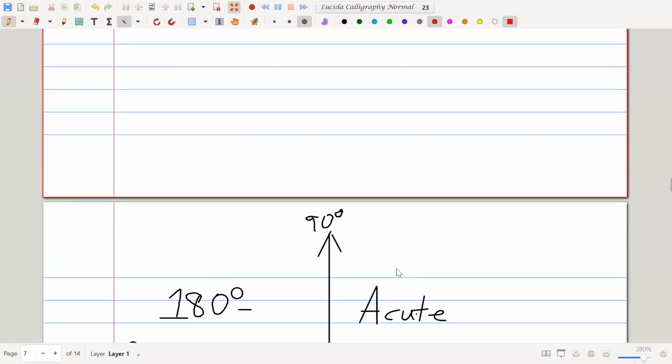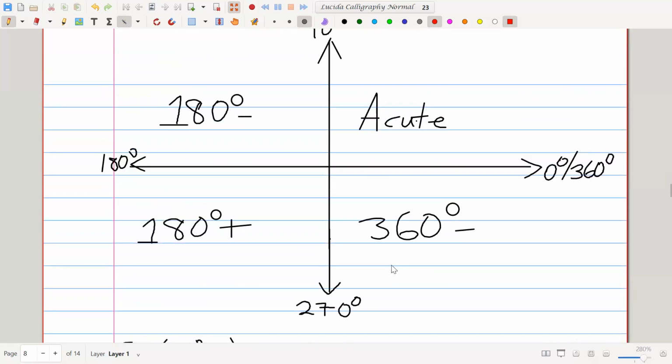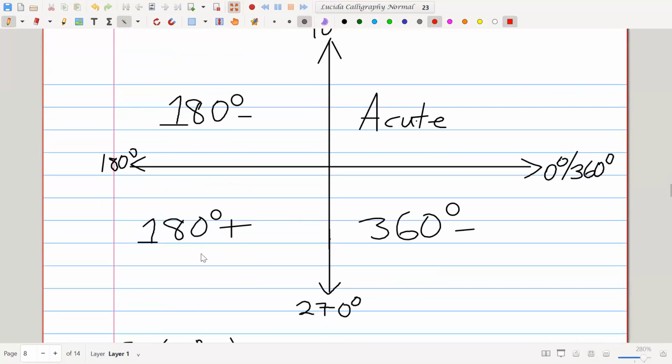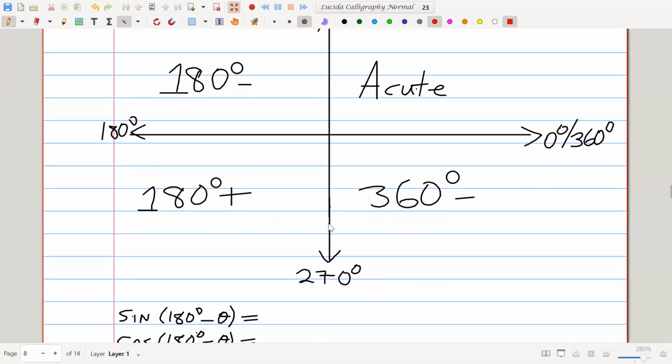So I just put a sketch next, just to show you that we have acute angles here. Those are the angles between 0 and 90. Then in the second quadrant, you can use 180 minus some angle. Then in the third quadrant, you can have 180 plus some angle. And then in the fourth quadrant, you can have 360 minus some angle.